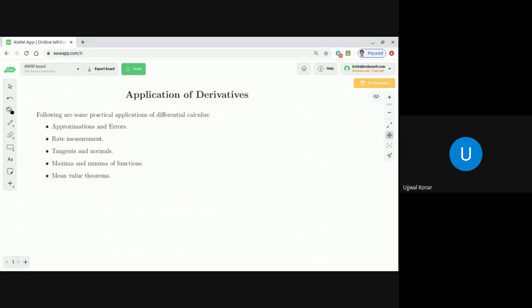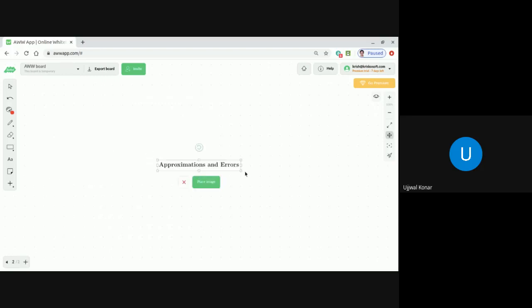So we will discuss in this sequence, dear students. Let us start with approximation and errors. Let's first understand what is approximation. As you know, dear students, I always prefer to give an example before discussing the theory in detail. So first we are going to discuss approximation and errors. Let's first understand approximations, then comes errors.